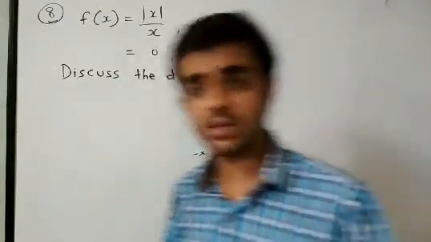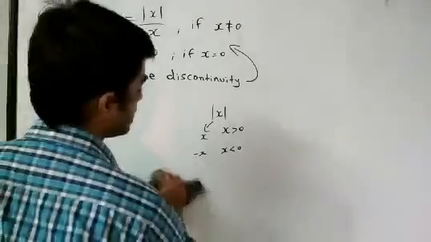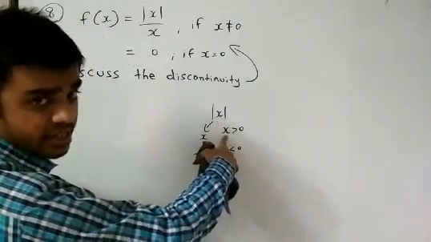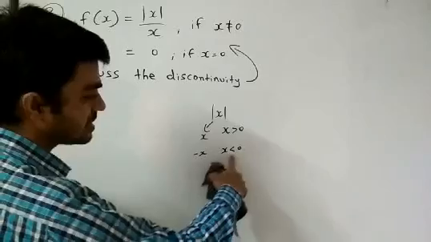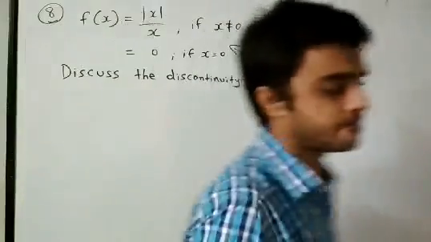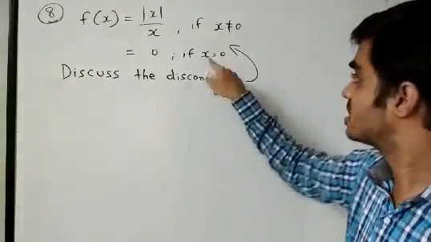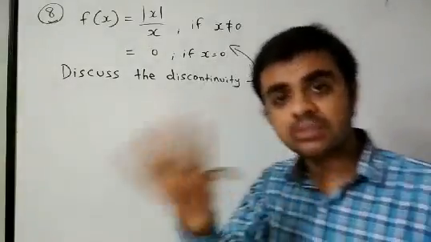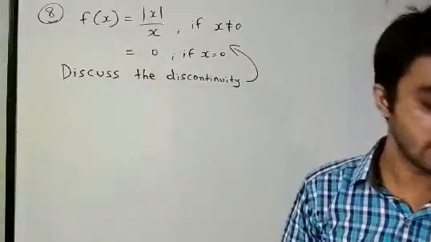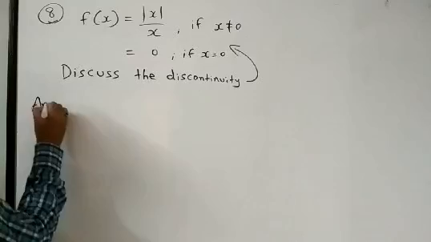So now here we have to check whether x is greater than 0. I hope you know that if modulus x is there and x is greater than 0, then its value is positive. If x is less than 0, then its value is negative. Right? Now we have to discuss the discontinuity. The point is not here, so let us check for x equal to 0. But before checking that, if we want to remove this modulus, then what will we do in the answer?